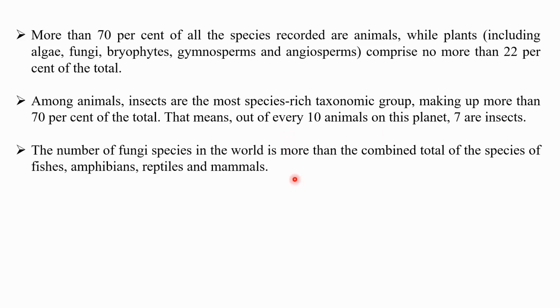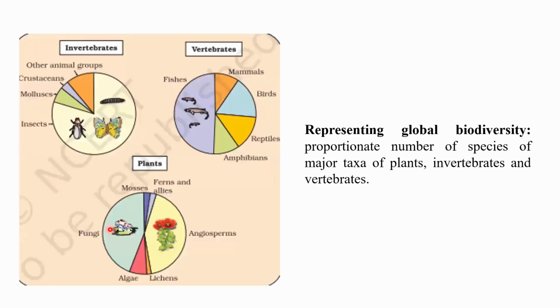The number of fungi species in the world is more than the combined total of the species of fishes, amphibians, and reptiles. This was an estimate, and this is the figure that represents the global biodiversity: proportionate numbers of species of major taxa of plants, invertebrates, and vertebrates. We can see that invertebrates and vertebrates are part of animals. Among invertebrates, insects are the major group, and among vertebrates, fishes are the major group.